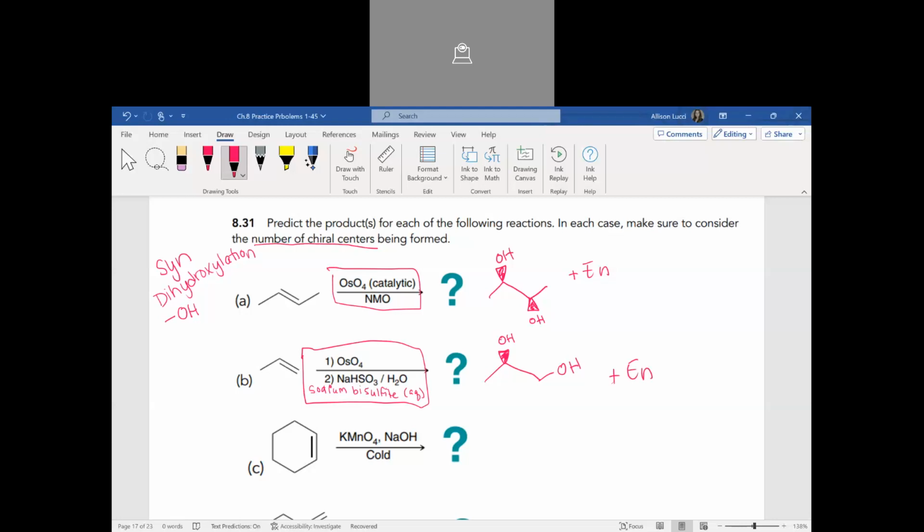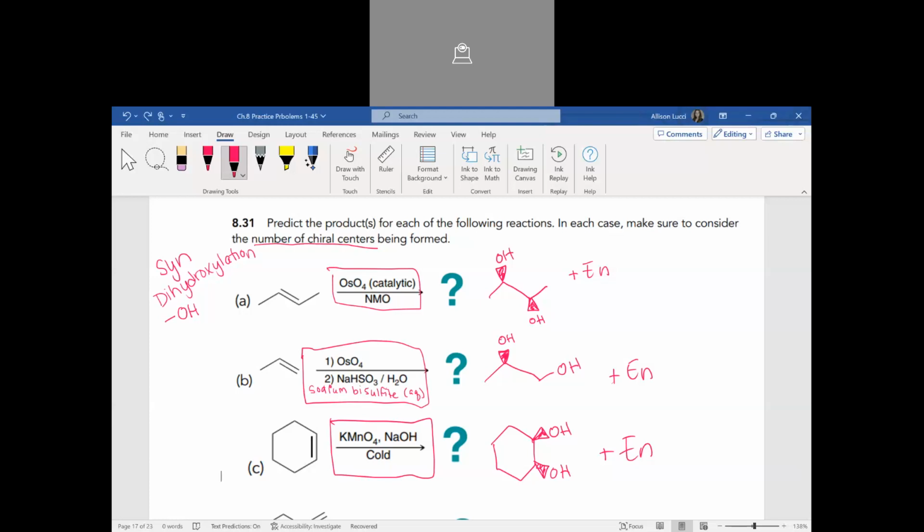With molecule C, again, we're going to add 2 hydroxide groups across a double bond with cold potassium permanganate in basic conditions with sodium hydroxide here. These are our third set of reagents that accomplish the addition. So again, we're going to have syn dihydroxylation, so both hydroxide groups will be from the same face. So we could draw both on a wedge or both on dashes. So that plus the enantiomer as our product.